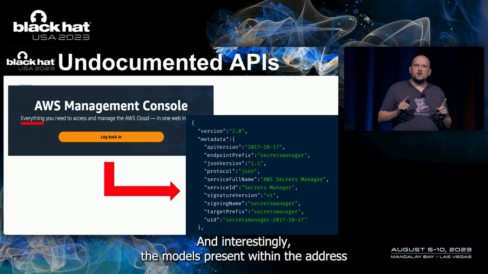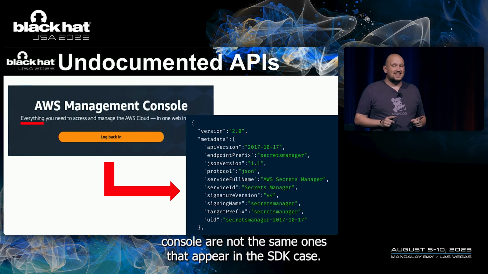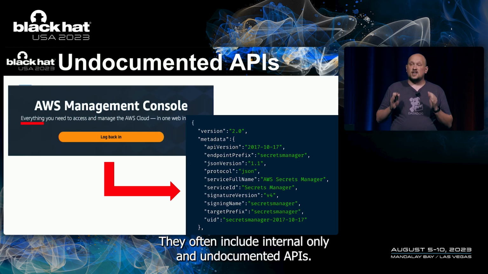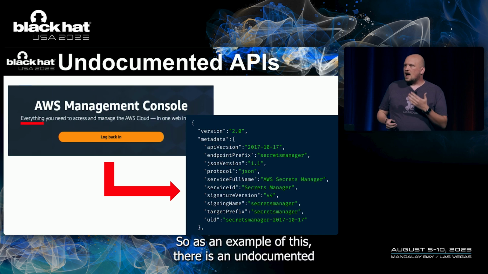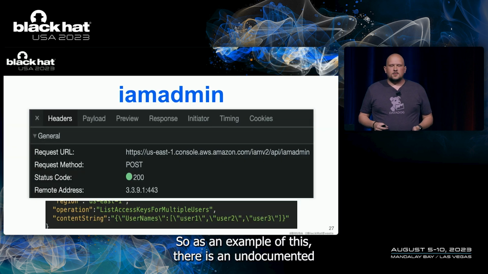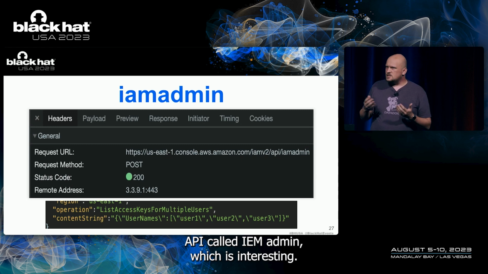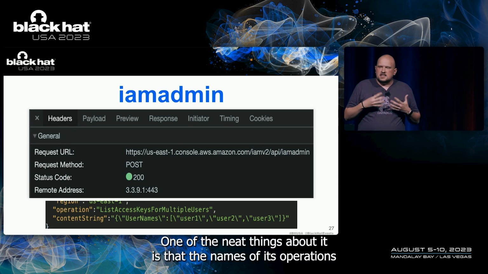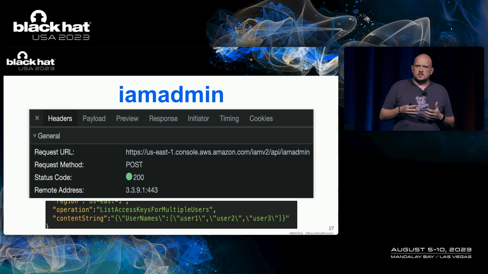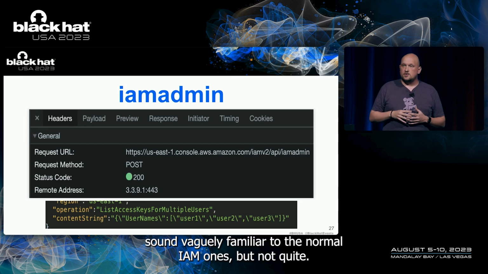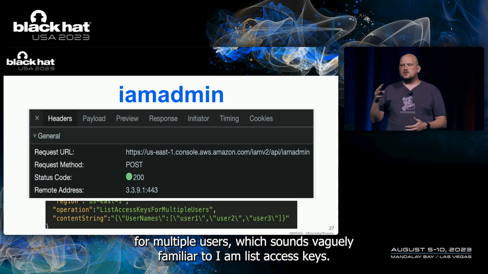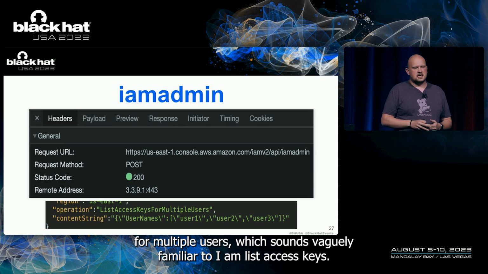And interestingly, the models present within the AWS console are not the same ones that appear in the SDKs. They often include internal-only and undocumented APIs. As an example of this, there is an undocumented API called IAM admin, which is interesting aside from the fact that its name is IAM admin. One of the neat things about it is that the names of its operations sound vaguely familiar to the normal IAM ones, but not quite. As an example, IAM admin has an operation titled list access keys for multiple users, which sounds vaguely familiar to IAM list access keys.